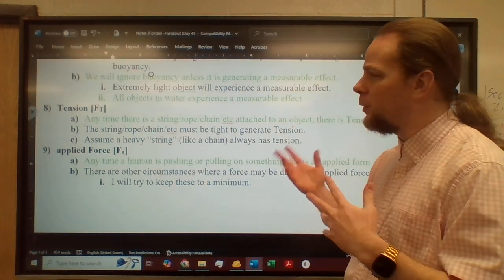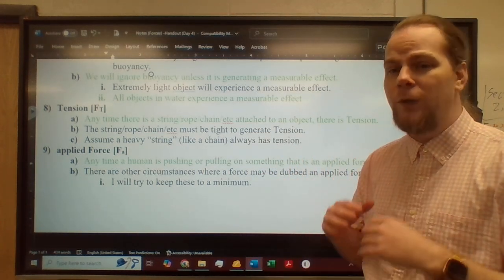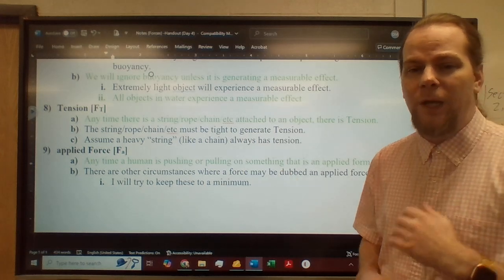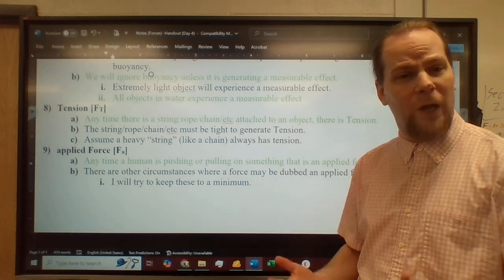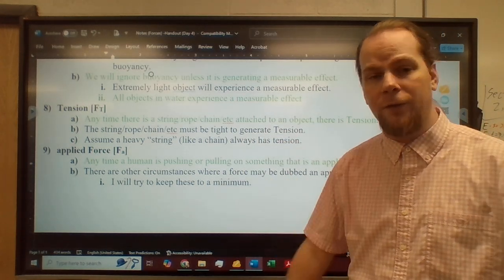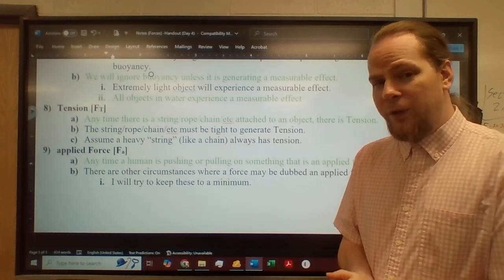There may be some times where there is an applied force that we call something else. There are going to be times where we'll just say, ignore it, it's negligible. But for the most part, push or pull. I'm going to try to keep situations where it's not a push or a pull to a minimum in this class. And that's pretty much it.